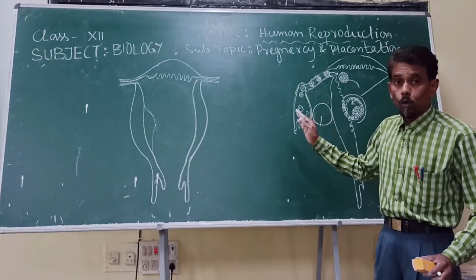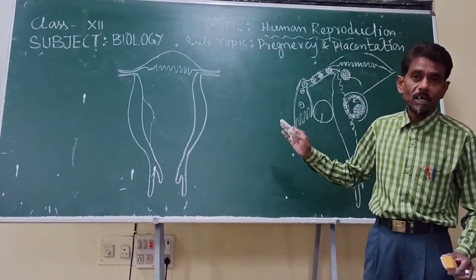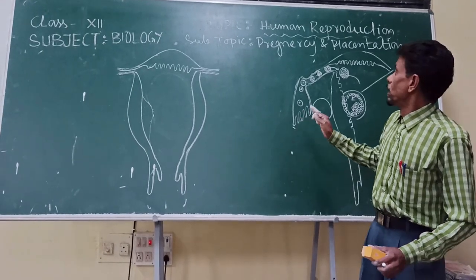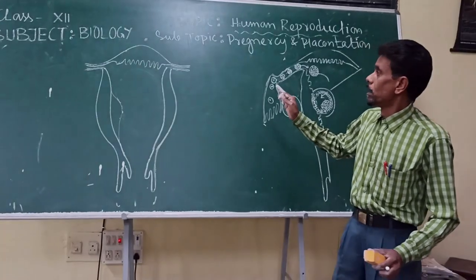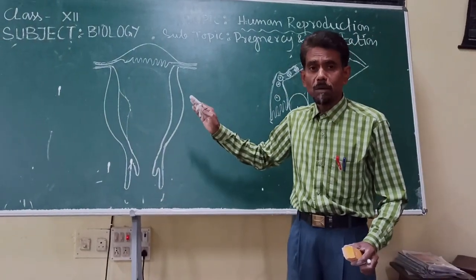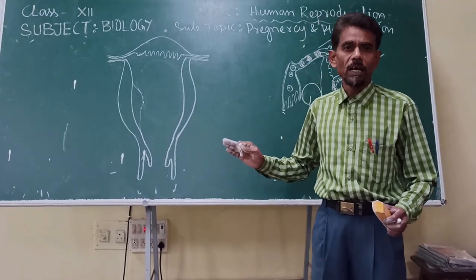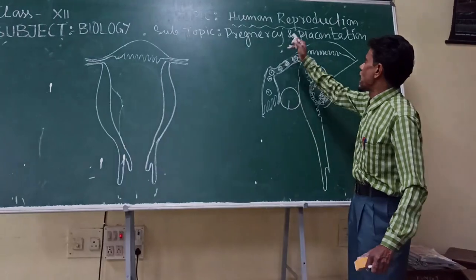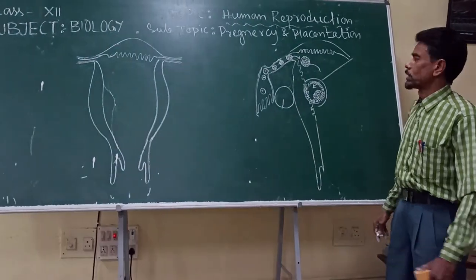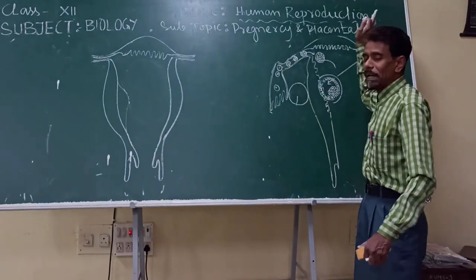Hope so far whatever the classes we have taken, we have discussed in detail about the different stages of the human reproductive system, and I am sure you could get a very, very clear concept. Now today, on the same topic, human reproduction, I shall be talking to you about pregnancy and placentation.